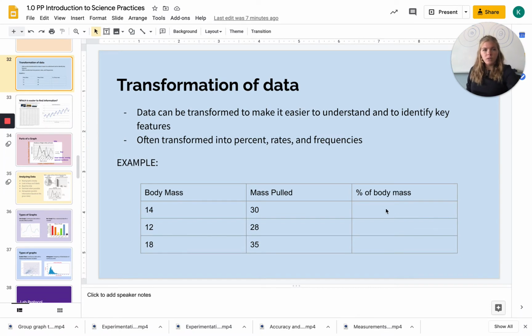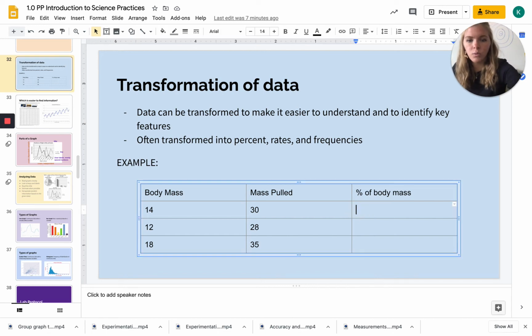So how do you think we would go about calculating the percent of body mass based on the body mass given and the mass pulled? So what is the percent of body mass that they're pulling? I believe how you do this might be wrong and my brain might be being stupid, but we're going to do 30 divided by 14 times 100. So this person is pulling 214% of their body mass, so quite a bit.